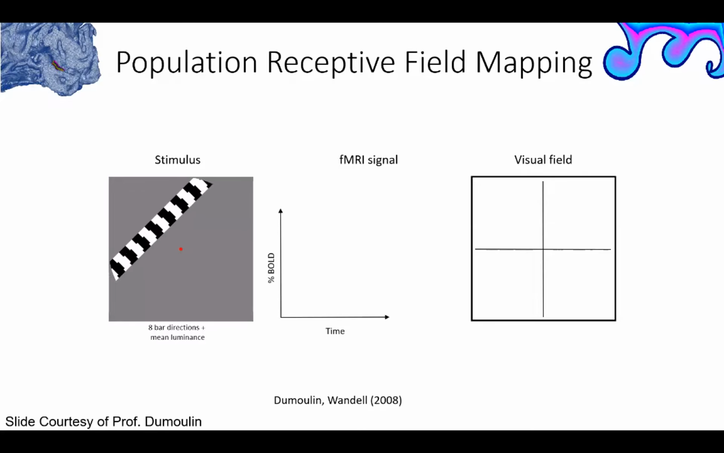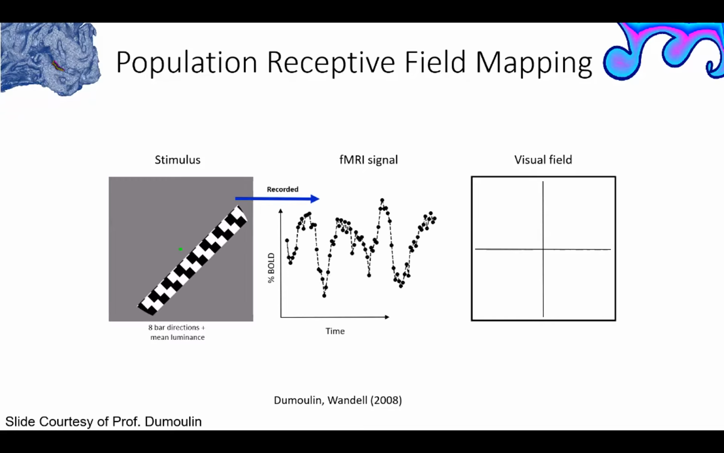They use a stimulus like this: bars, gratings flickering at a given hertz and moving throughout the visual field, and record, in this case, BOLD signal, but you can do this with any type of functional signal. And this is an example of a voxel from V2, while the participant is observing these moving bars.